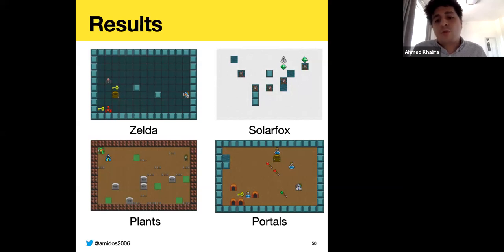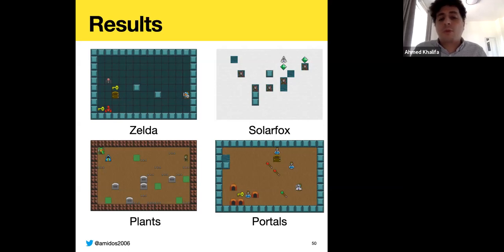For Plants and Portals, they also became simple levels, but for Portals, it ignores the main mechanic. You can walk now directly to the door. There is no water preventing you. You don't even need to use your portals to traverse the level. It became too simple. And for Plants, it's the same, where you just need to plant one plant in front of the zombie, and then you win the level.